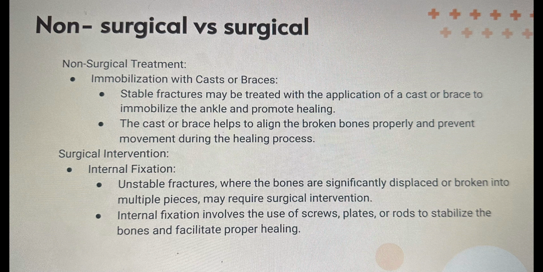But if you need surgery, you'd have internal fixation. Unstable fractures, where the bones are significantly displaced or broken into multiple pieces, may require surgical intervention. Internal fixation involves the use of screws, plates, or rods to stabilize the bones and facilitate proper healing.